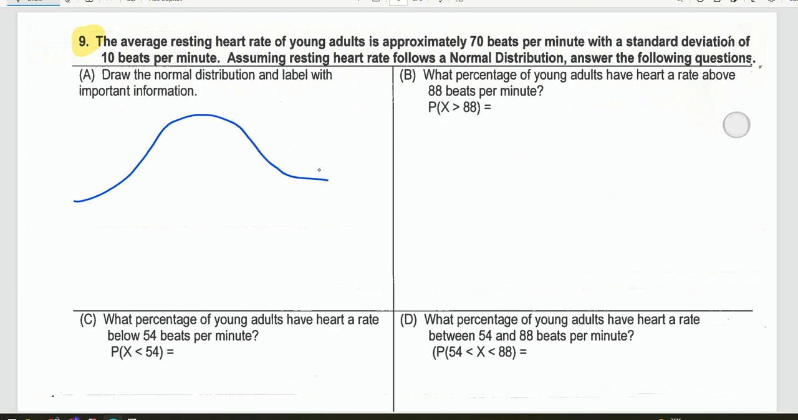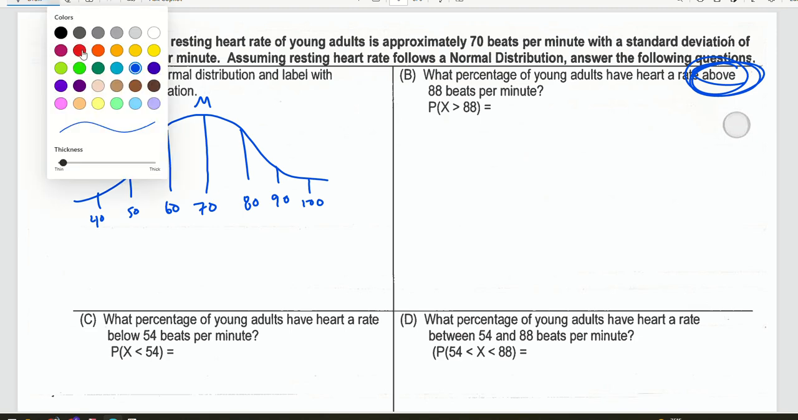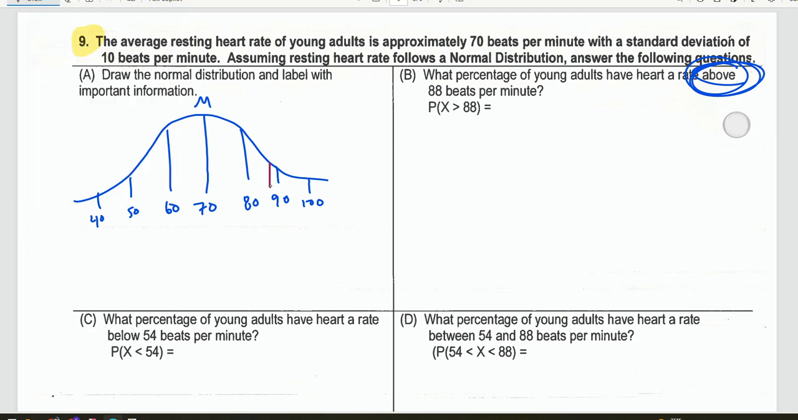All right, read through it, and we see that the average is 70. Then we'll draw 1, 2, 3 standard deviations, which is 10, so 80, 90, 100. And 60, 50, 40. That's our mean, and that's 1, 2, 3 standard deviations, -1, 2, 3. All right, what percentage of young adults have a heart rate above, this is new, above 88? So we would go to right around here, where 88 is, and we're going to look above.